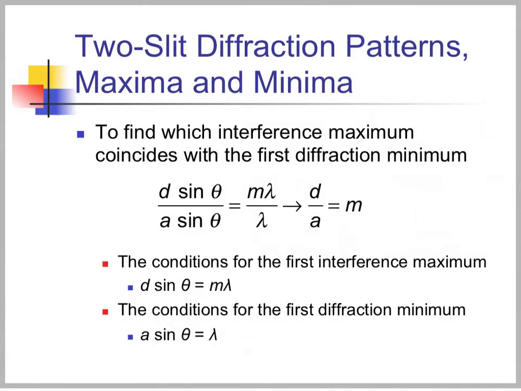So to find which interference maximum coincides with the first diffraction minimum, or the missing orders, it's going to happen when d sine theta over a sine theta is equal to m lambda over lambda, or d over a is equal to an integer. So the condition for an interference maximum is d sine theta equals m lambda. The condition for the first diffraction minimum is a sine theta equals lambda.